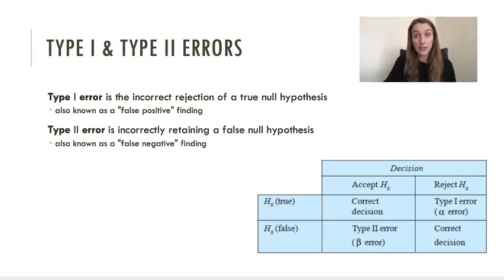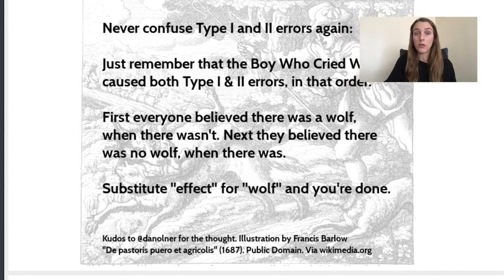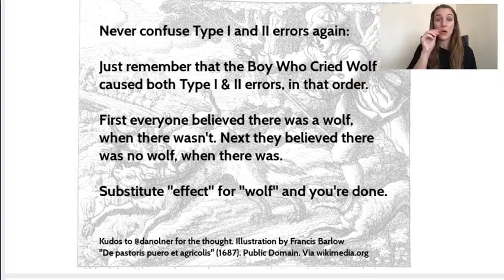So I like to think about this in a couple of other ways. I think this is a lovely example. Here we go. So never confuse type 1 and type 2 errors again. Remember the boy who cried wolf? He had both type 1 and type 2 errors in that order. First, everyone believed there was a wolf when there wasn't. Next, they believed there was no wolf when there was, all right? So the wolf here is the effect or the relationship that you're trying to detect. So I think this is a nice way to think about it.